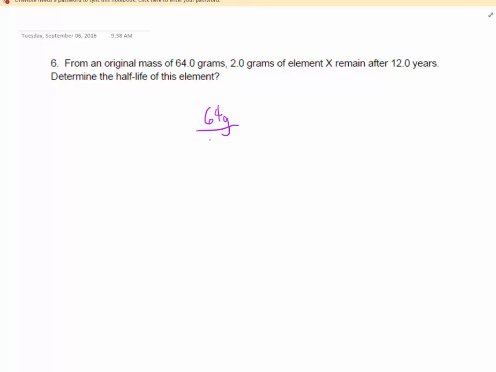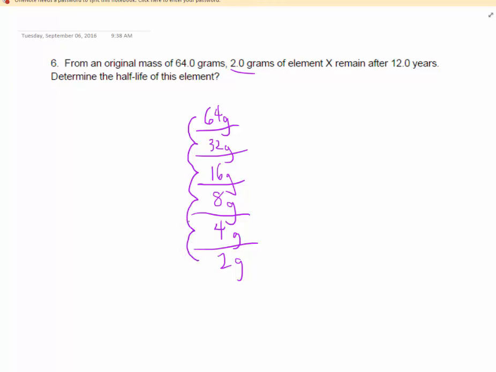It gets cut in half once, and it would be 32. Cut in half again to 16. Cut in half to 8. Cut in half to 4. Cut in half to 2. And that puts us at the 2 grams it's supposed to end up at. So this is 1, 2, 3, 4, 5 times it gets cut in half, which means 5 half-lives have occurred.